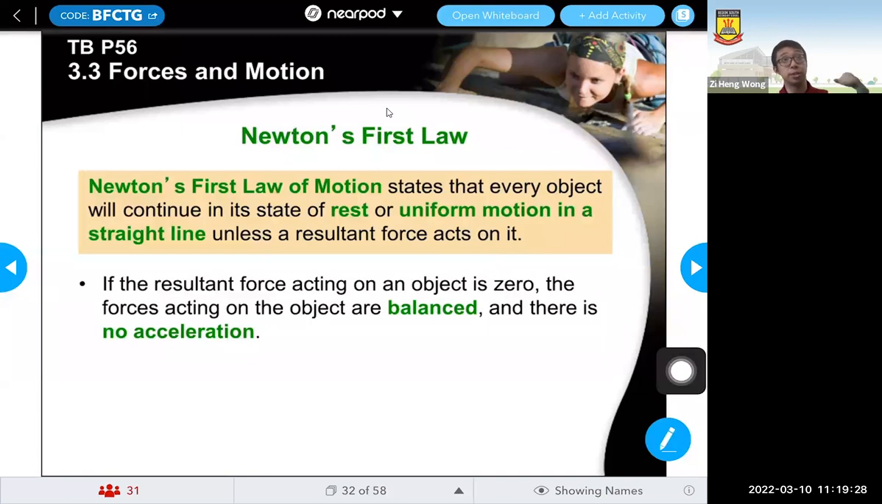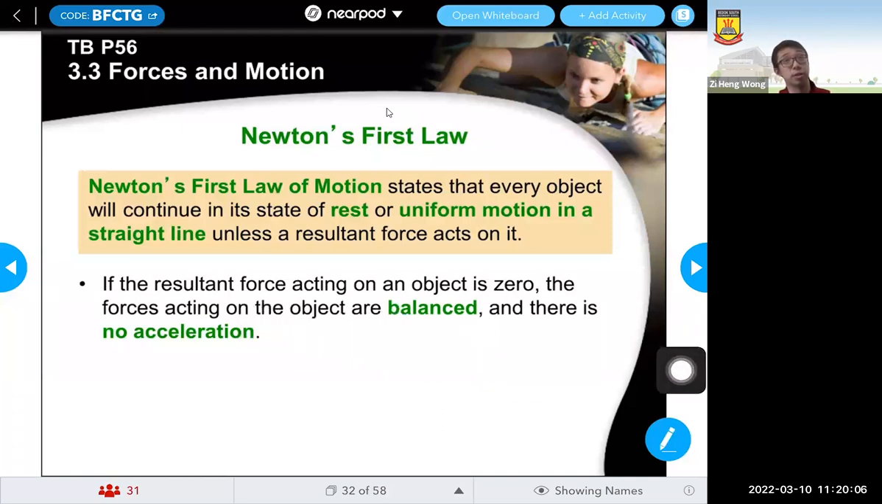Take a few moments to digest this. Basically, I'm saying that if the resultant force is zero, the object will not accelerate. If the object will not accelerate, what does this mean? This means that if the object is at rest, it will just remain at rest. Meaning if the object is stationary, it's not moving, it will just continue to stay there. But if the object is moving, then it will continue to move at a constant speed in a straight line. You will not change direction, you will not increase its speed or decrease its speed. That will happen where the resultant force is zero.